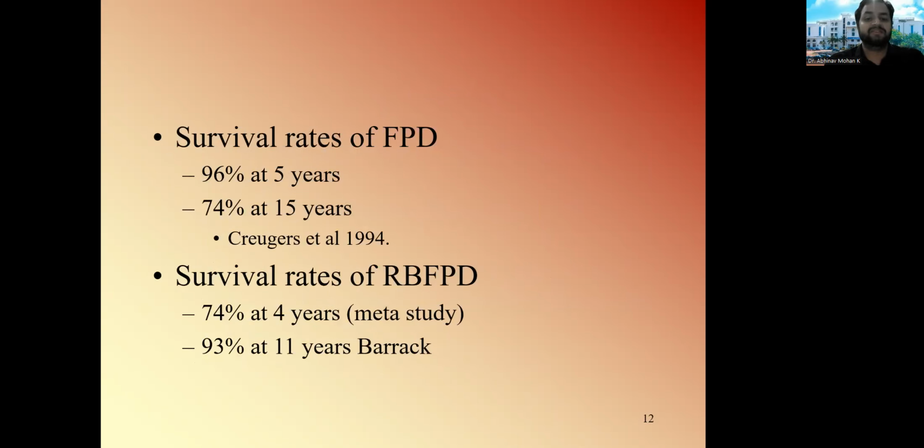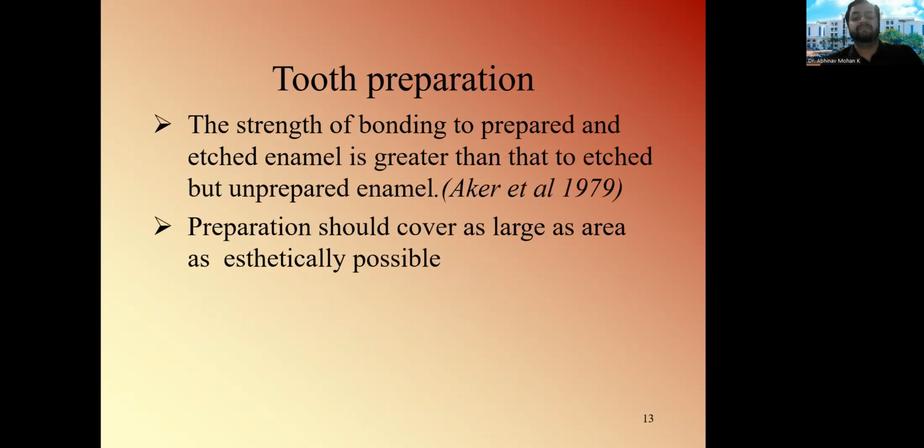So the studies show the survival rate for your conventional FPDs being 96% at 5 years, 74% at around 15 years, according to Progress et al., a 1994 study. At the same time, the resin bonded FPD studies show 74% success rate at 4 years. And according to Barak, he was able to see the success rate of 93% at an 11 year period. Not sure about all the cases, but still the success rate is almost comparable, clinically comparable to the conventional procedures.